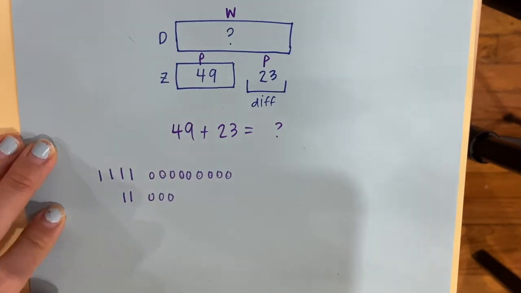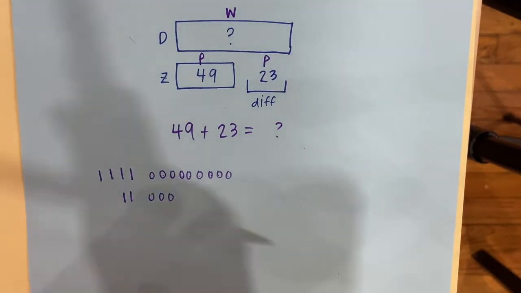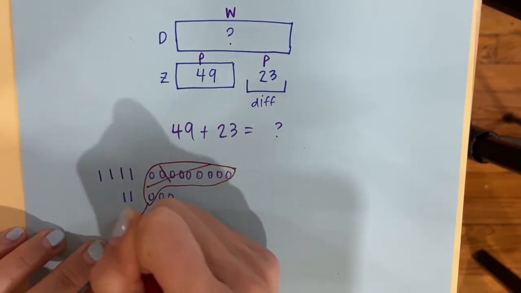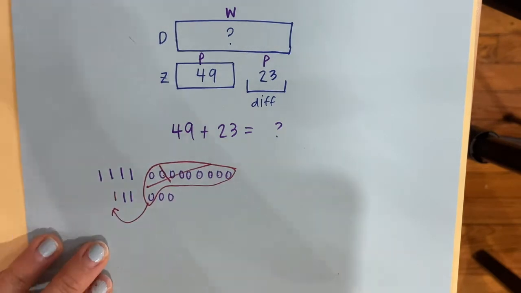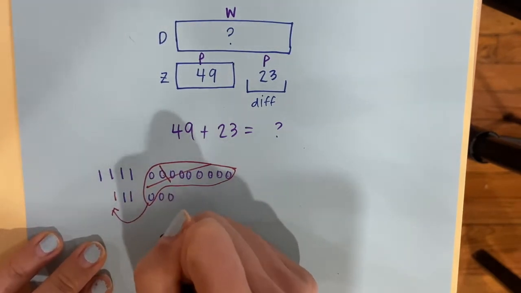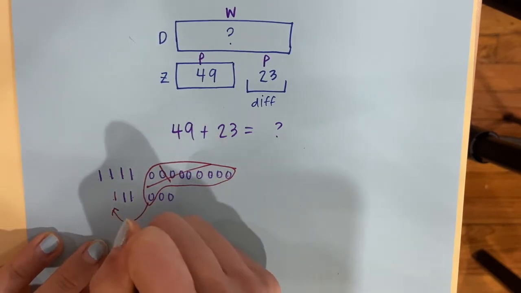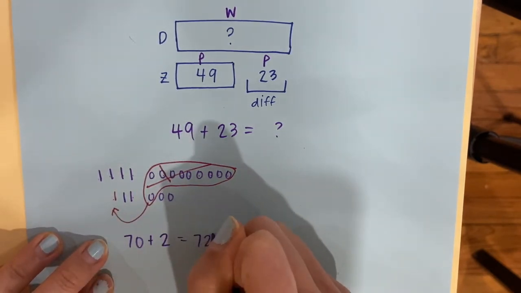10 ones. That means I can regroup. I'm going to regroup those 10 ones into a 10. Let me see. Now I only have 2 ones left. Plus 10, 20, 30, 40, 50, 60, 70 equals 72.